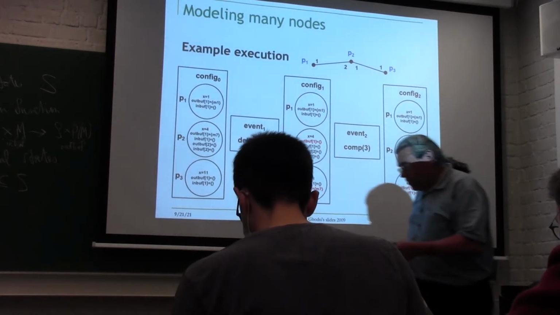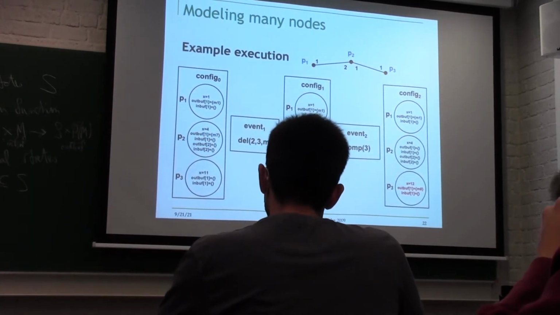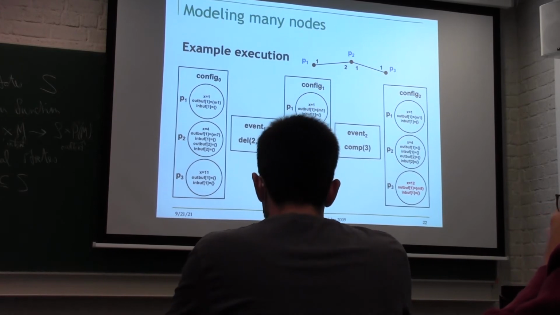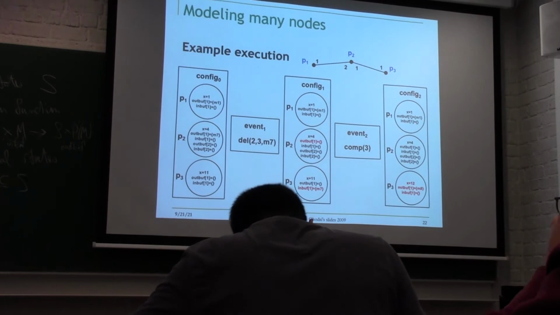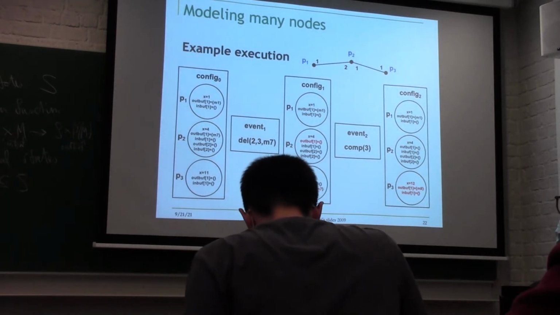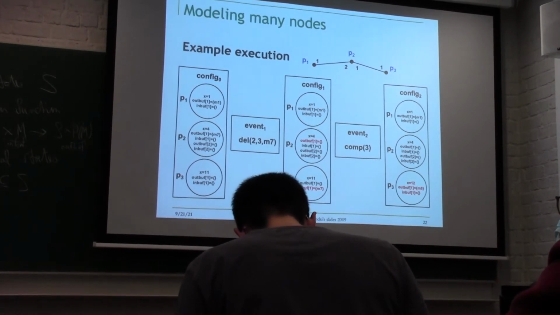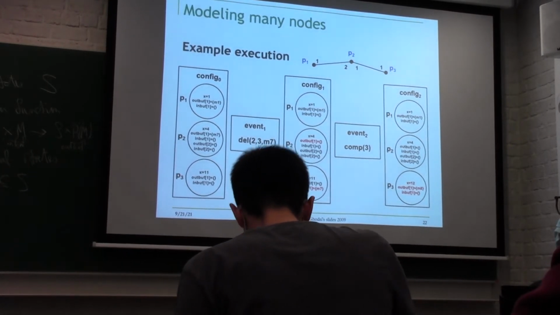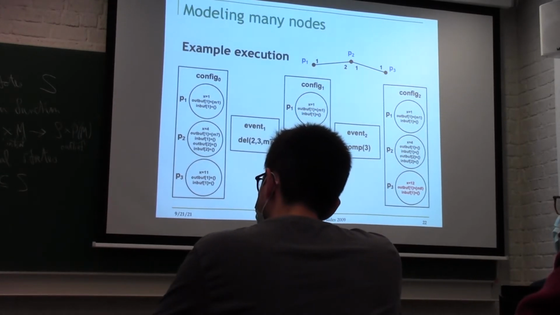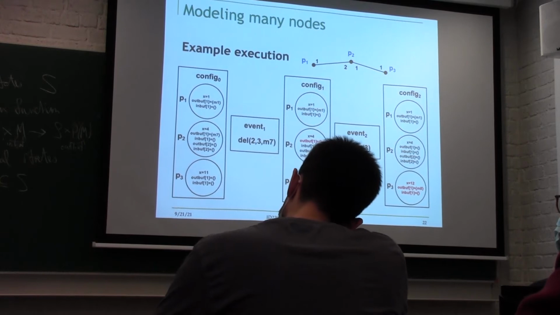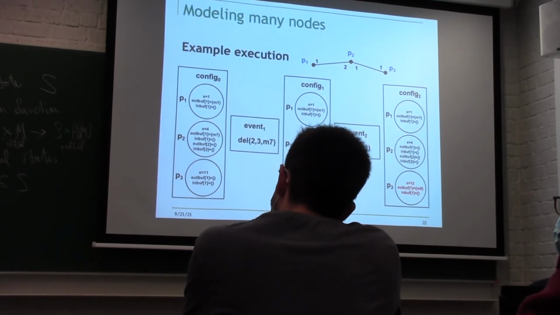So you can see that a comp event will only change state on one node, and a del event will change the state on 2 nodes, okay? And there is no event that changes instantaneously the state on 3 nodes. That's not possible. That's according to physics. You can't really do 3 things. I mean, you could maybe model that, but there's no reason to model that. So these are the only 2 kinds of events that change one node and that change 2 nodes. Okay?